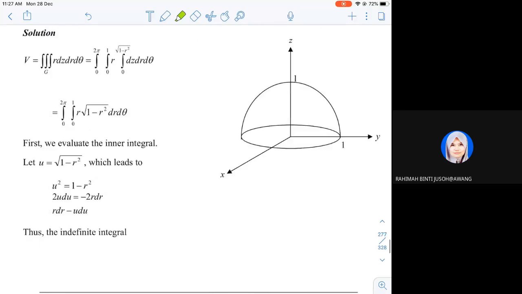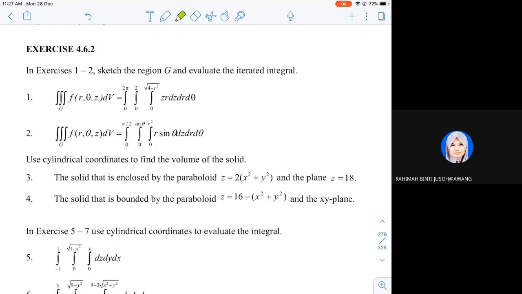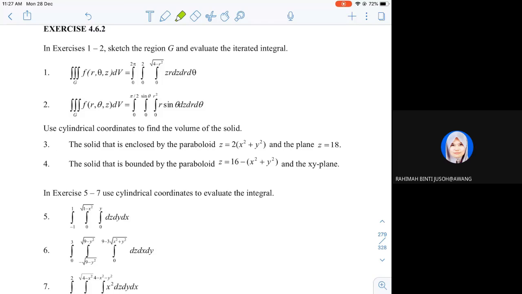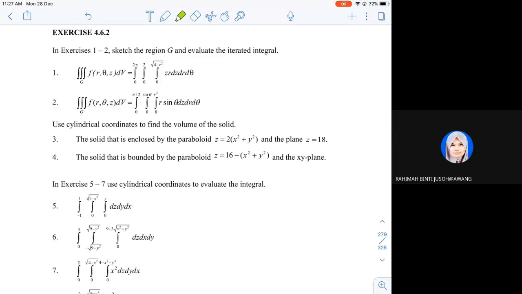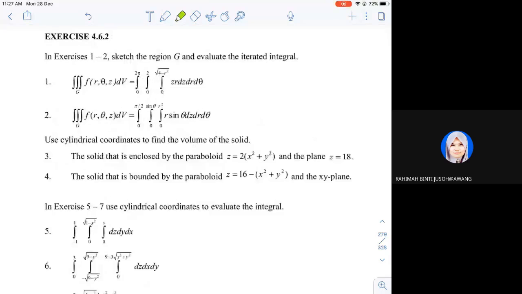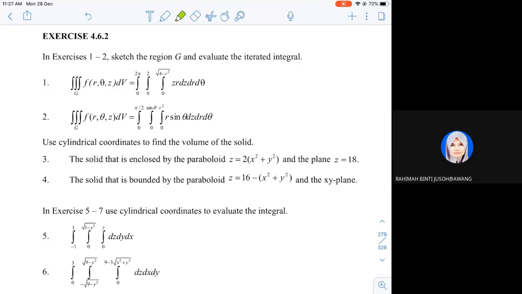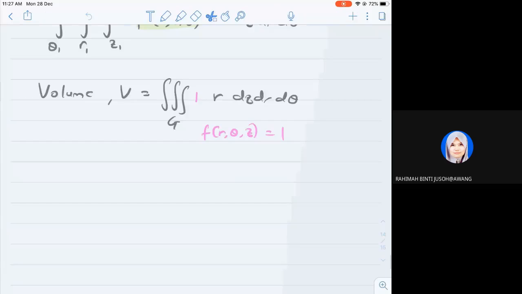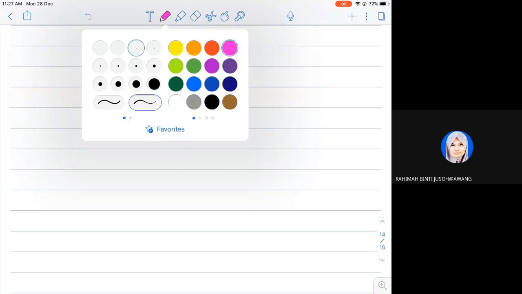We straight away go to exercise 4.6.2. We calculate triple integrals directly. Which question do you want me to solve? Choose, guys. I will answer whichever question you want. Start with 1? Okay. Let's look at question number 1. We take the simplest one too. Okay, let's go. Exercise 4.6.2.